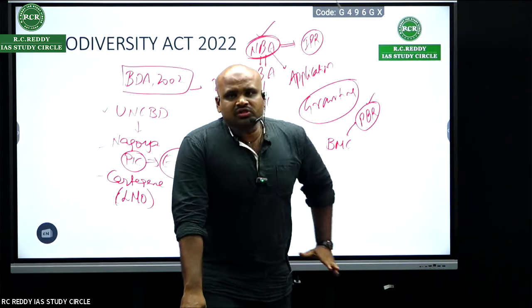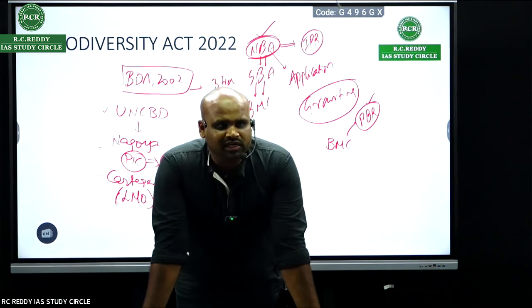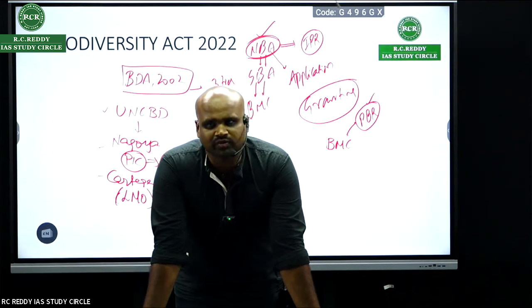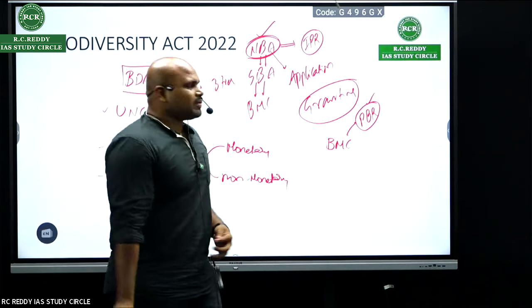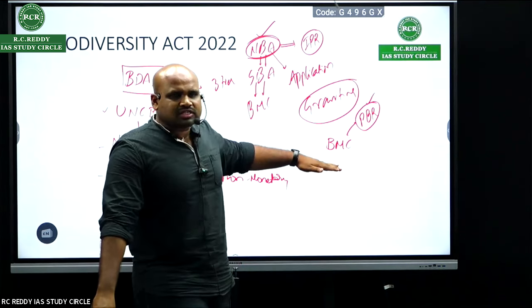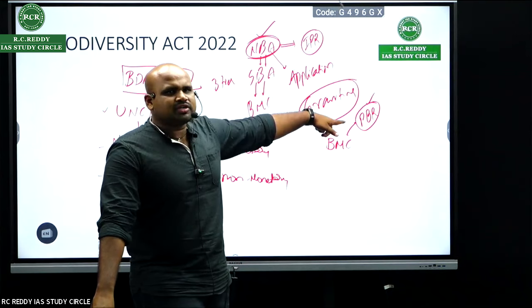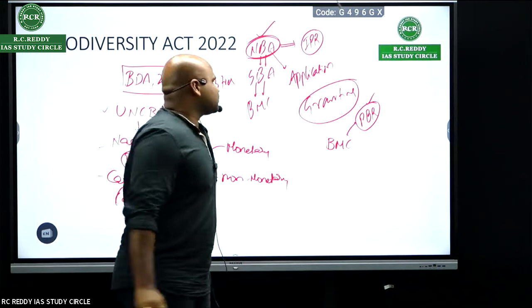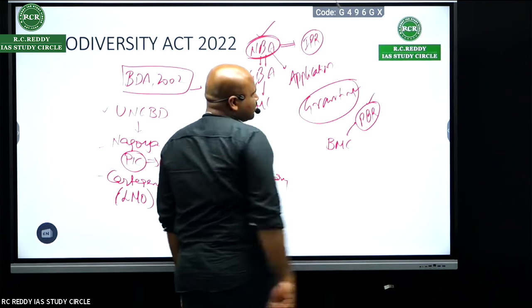And all those state governments which do not insist these BMCs to submit PBR, the Supreme Court said the necessary fines and the necessary impositions will be made. So in that context, it is a mandatory clause on the side of the BMCs to submit these PBRs to the state government. One understanding.